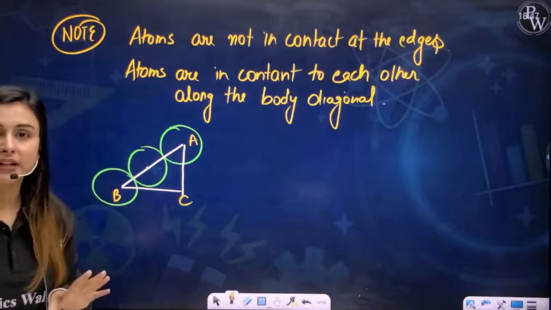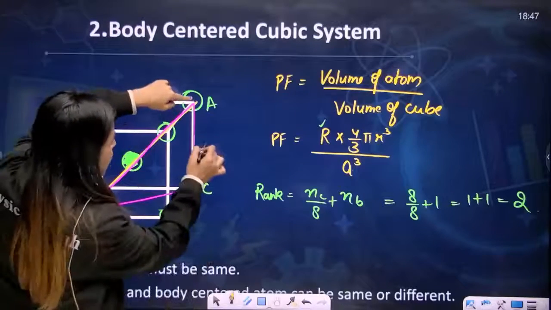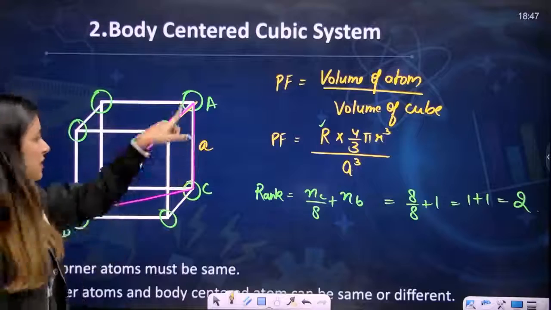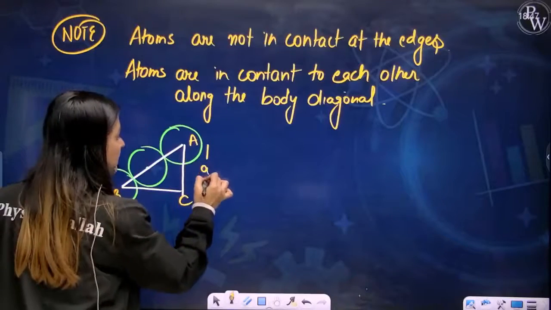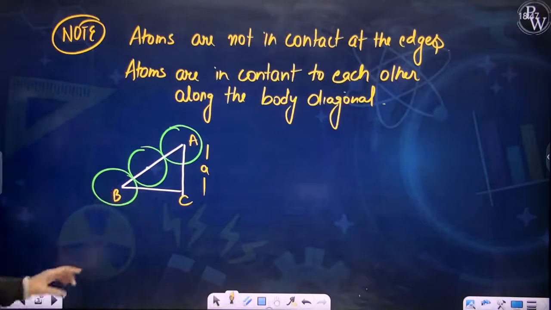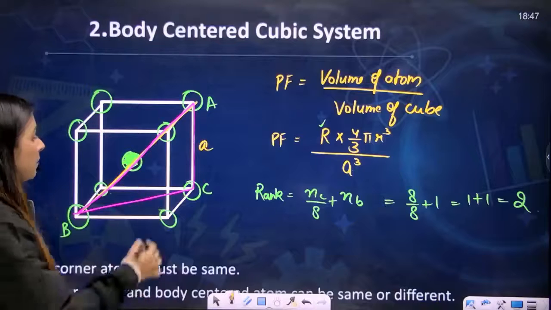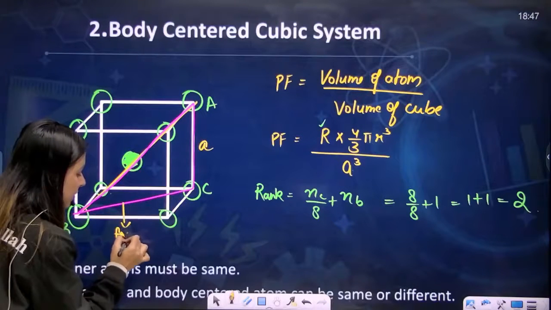How can I calculate the length of AB? If I talk about AC, can I say that the AC edge length is a? Yes, because AC is the edge length. Yes, ma'am, so this is a. This is clear to me. But now, what is AB? What is BC, my dear students? Just see. Ma'am, BC is a diagonal. It is a face diagonal.